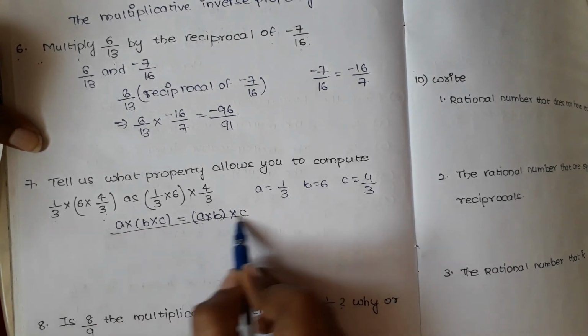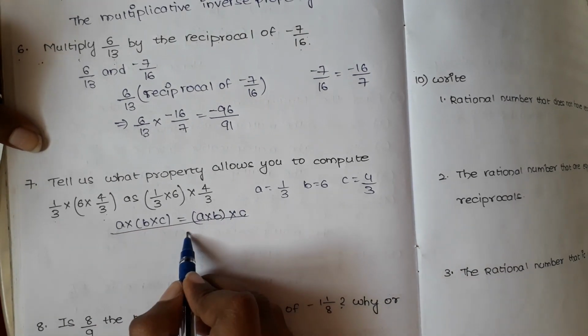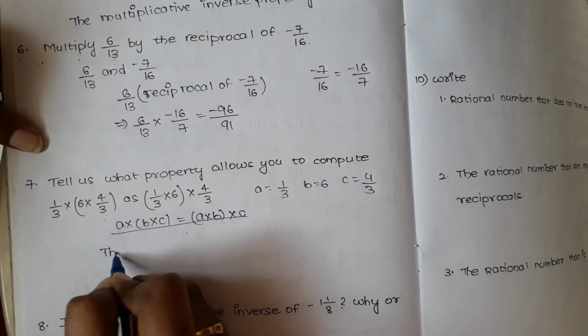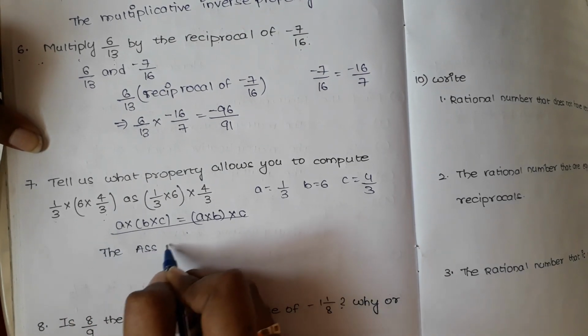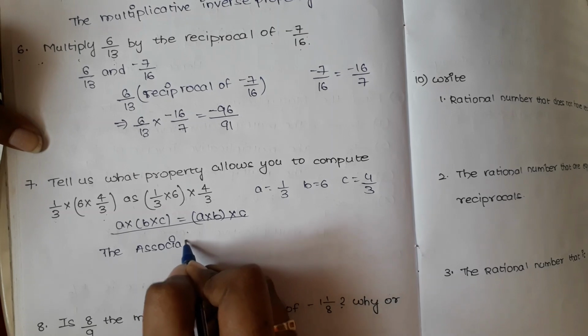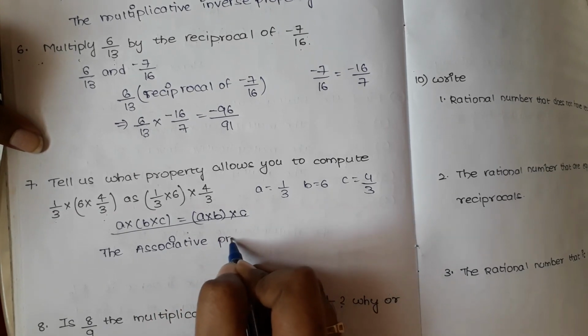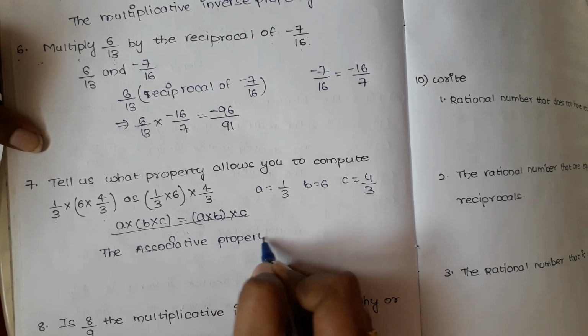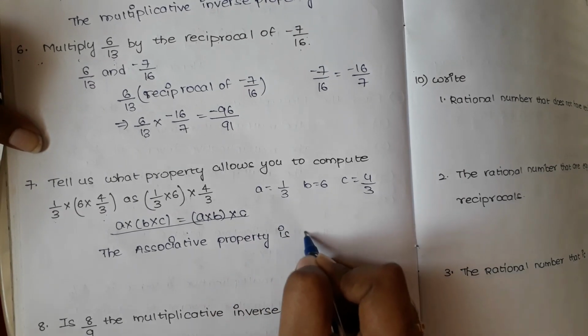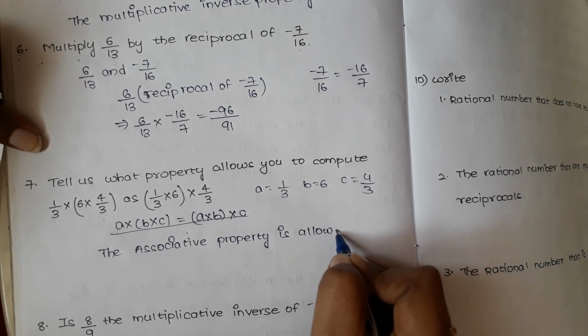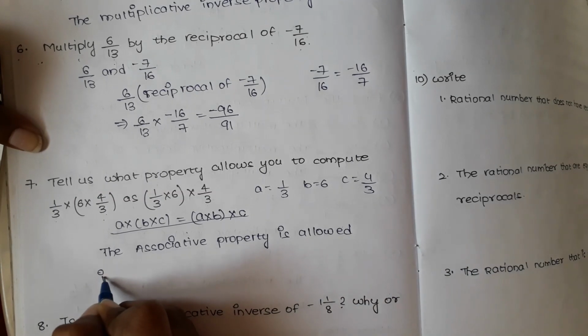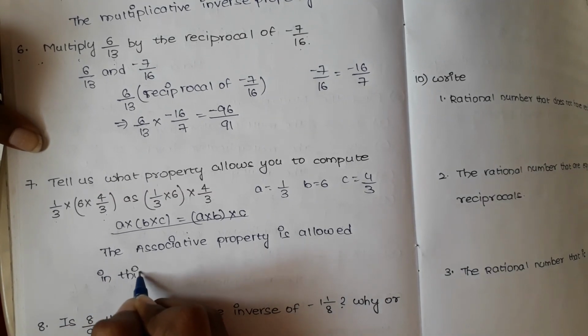That is, this is the formula for associative property, and here the associative property is allowed in this problem.